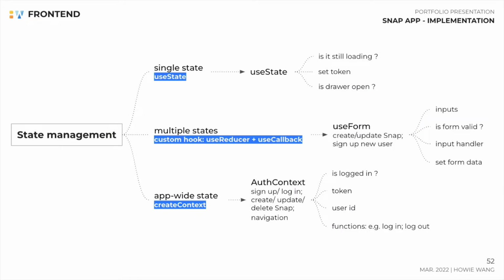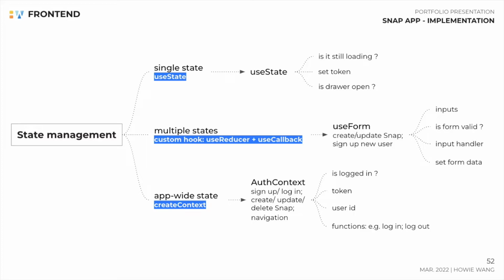And the state management is the first challenge I'm facing in the front end because you need to differentiate the different states and use different hooks. So for a single state, of course, useState. Is it loading or set token? Is a side drawer open or not? So for multiple states, I create a custom hook.